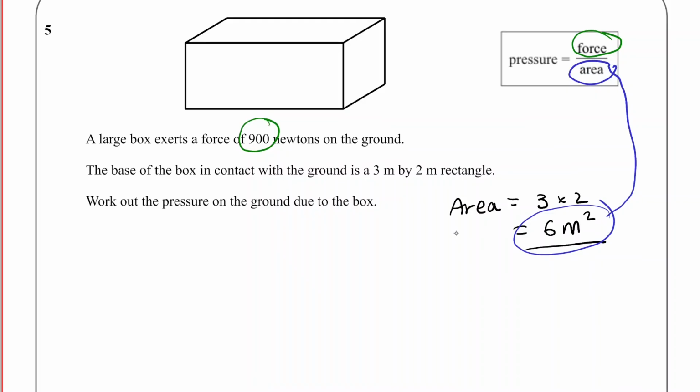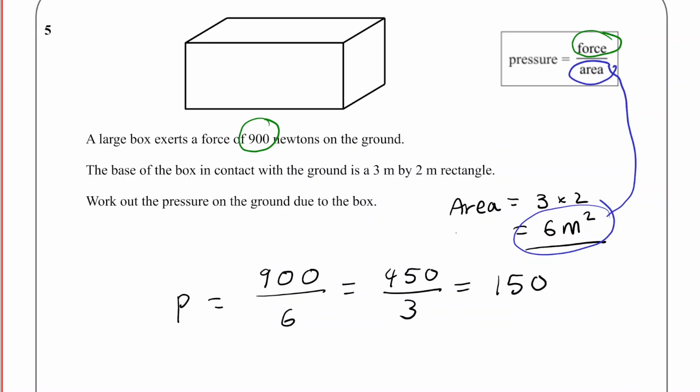So we need to work out the pressure. It's just force divided by area. So 900 divided by 6. So we can go straight into 900 divided by 6, or we can half them first. 450 over 3. How many 3's go into 450? Or 3 times what number is 450? It's 150. So it's 150 newtons per meter squared.